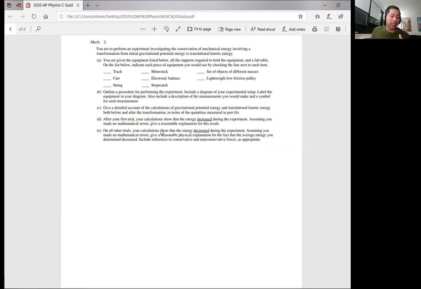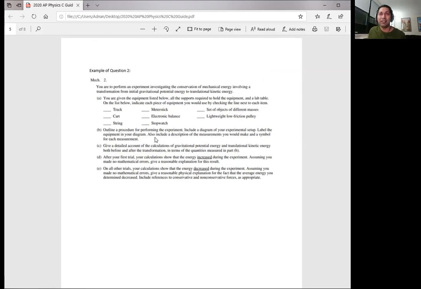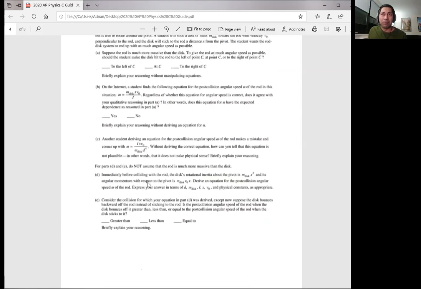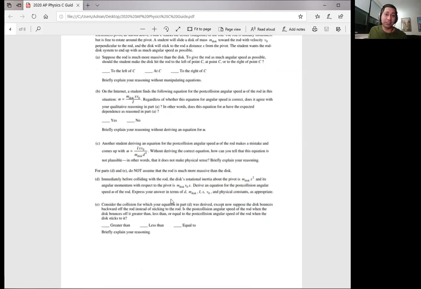So just keep that in mind. And the other thing is you can't use human error as a justification. Do not do it. Do not write, oh, it's because of human error or something like that. Don't do it. Okay? And so these are the 2 types of questions that you're going to see on both the mechanics and the E&M.